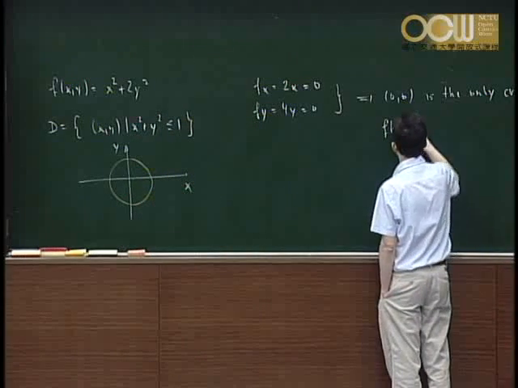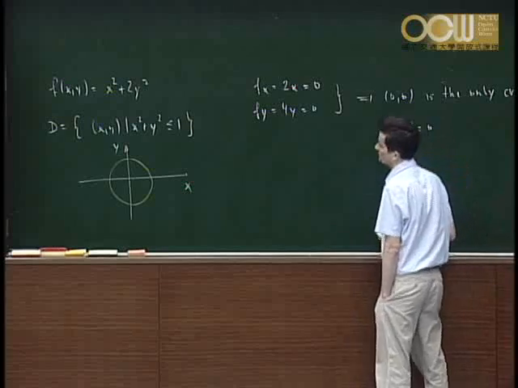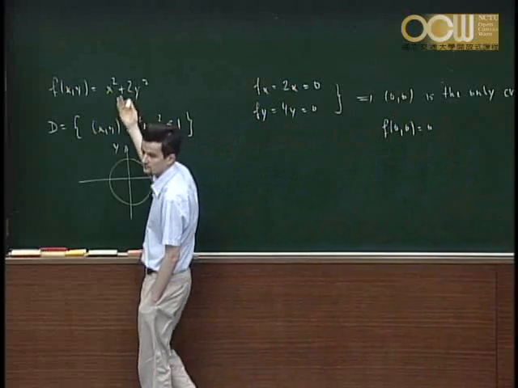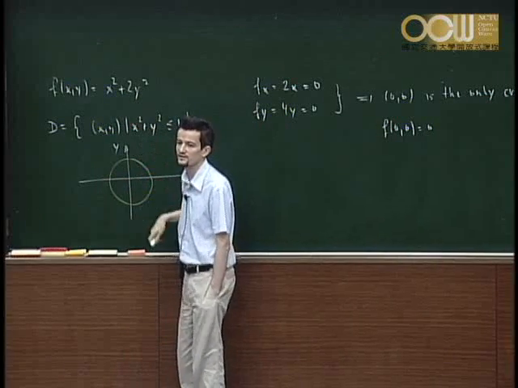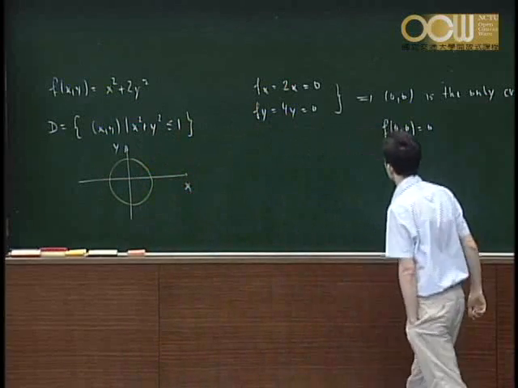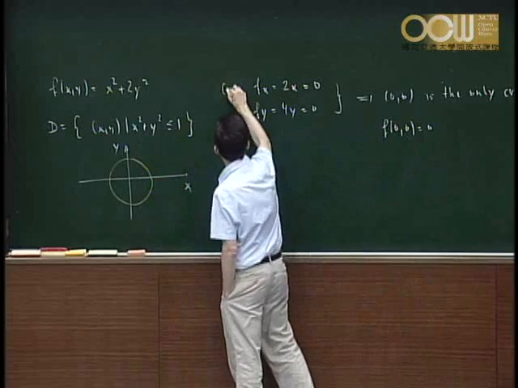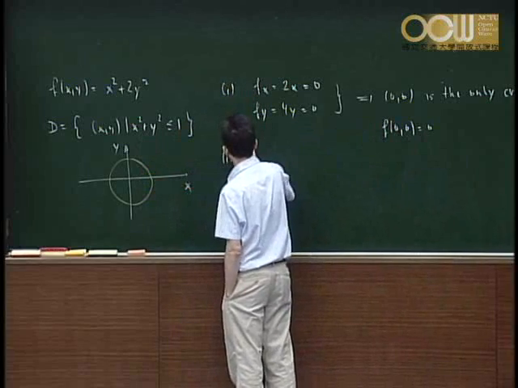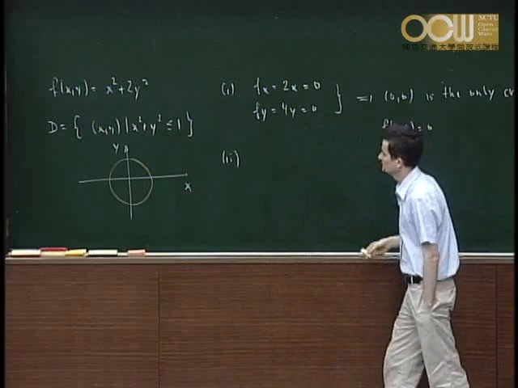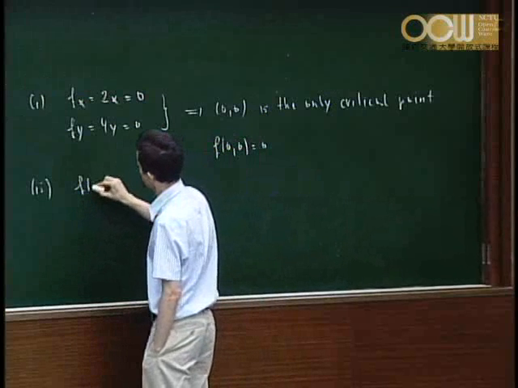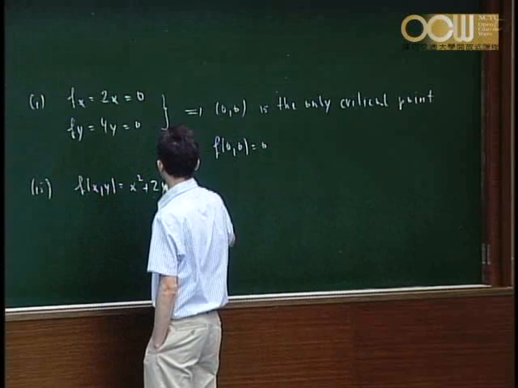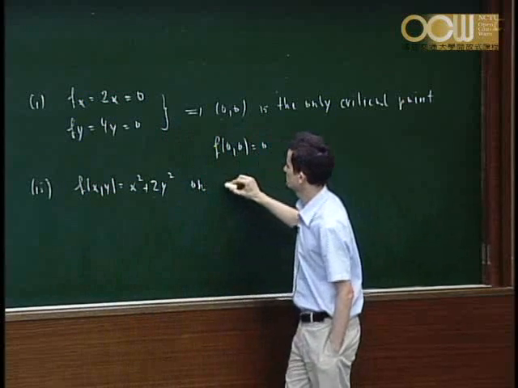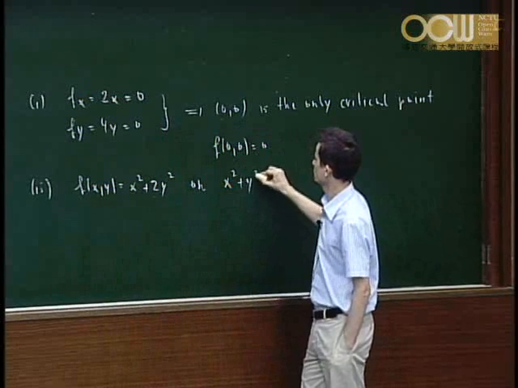The function value at this point equals 0. Of course, we see already from the function that it must be the minimum, but this is just a very easy example to demonstrate how the method works. So this is the first step. Then the second step is checking the boundary. So we have the function f(x, y) equal to x squared plus 2y squared, and we have to check on the curve x squared plus y squared equal to 1.